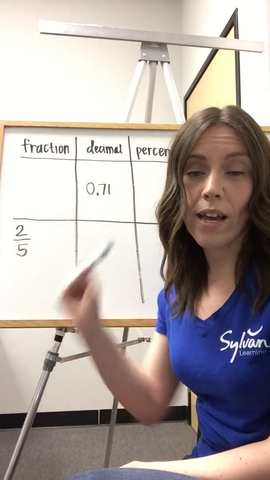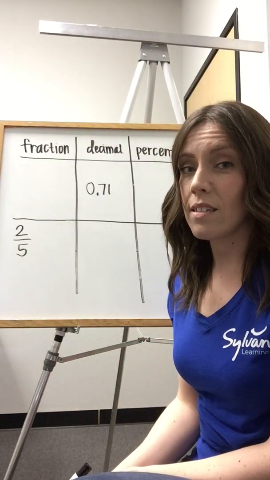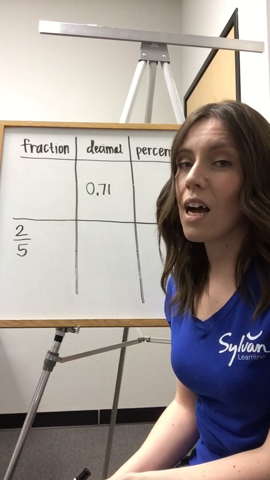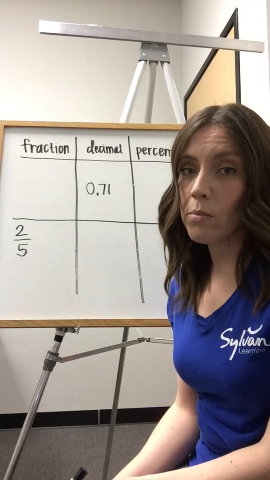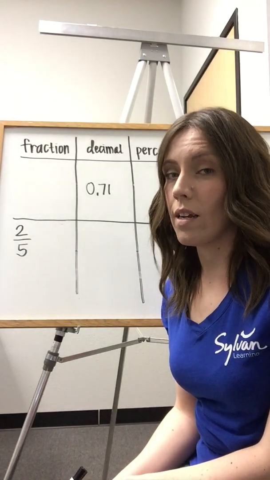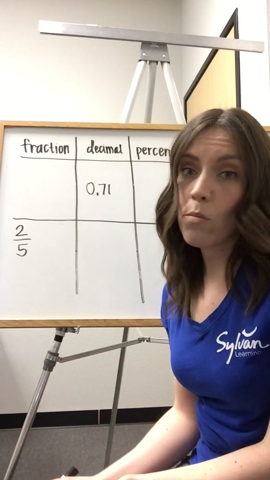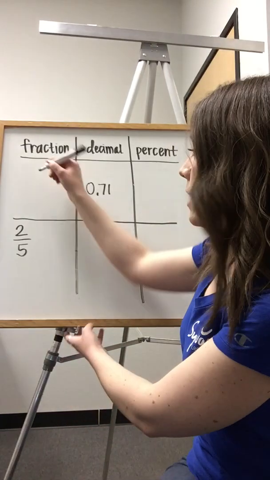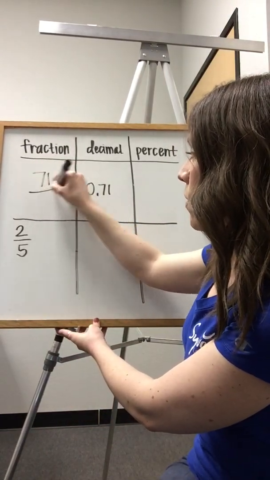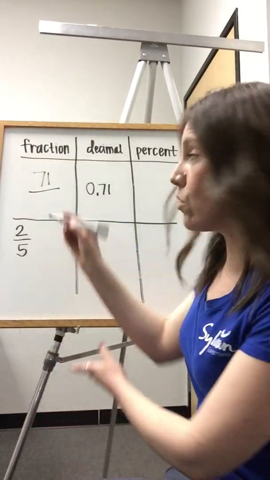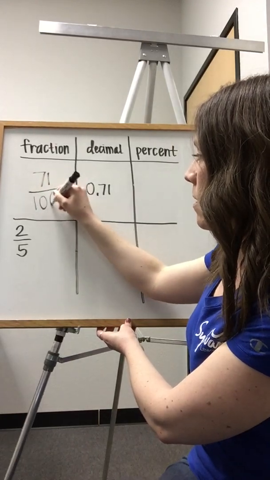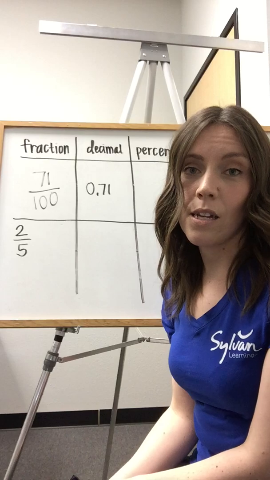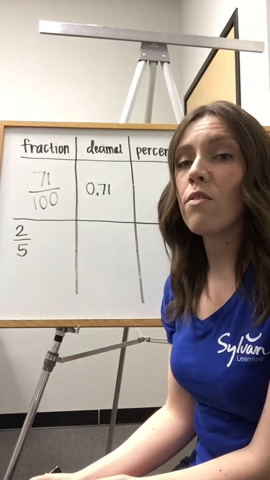So in this case, we have a 0 in the ones place, a 7 in the tenths place, and a 1 in the hundredths place. So we read that number as 71 hundredths, which is the same way we read that number as a fraction: 71 in the numerator and 100 in the denominator.